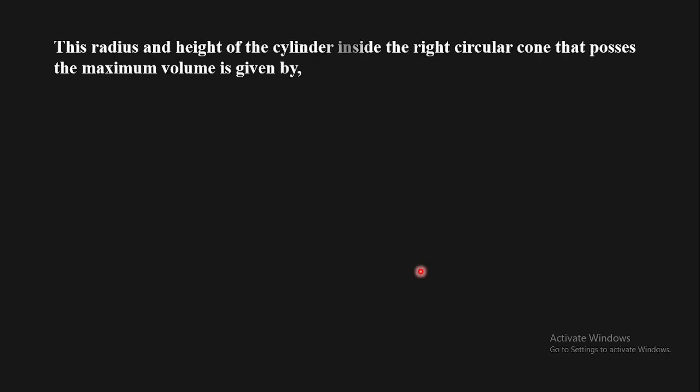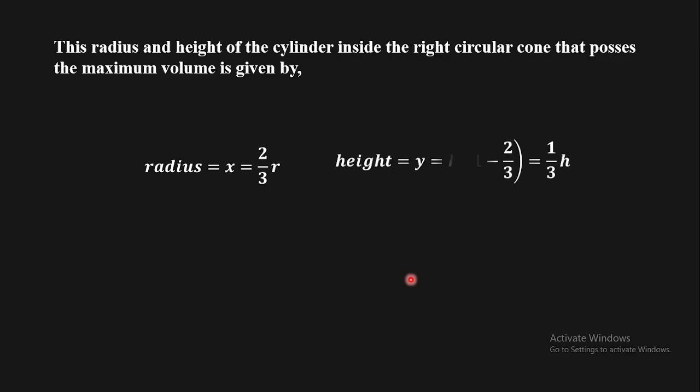So we have x for the radius, and now we have the value for the maximum, and its height would be y is equivalent to 1/3 h. So these are the only two values that will give the maximum volume of a cylinder when inscribed inside a right circular cone.